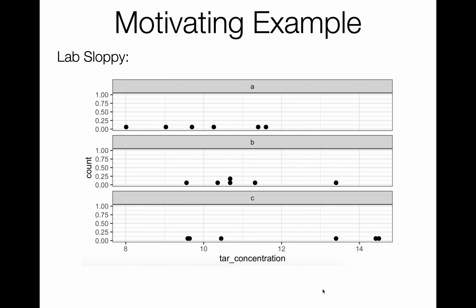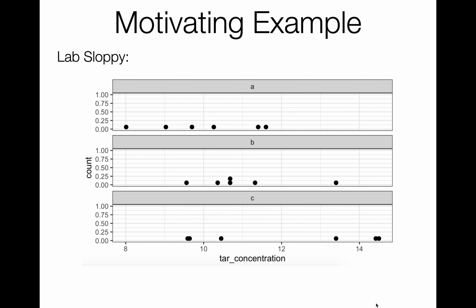Remember that between the labs, the means were the same. So if I took the means of these 6 numbers and plotted them, they would be the same for Lab Sloppy as they were for Lab Precise. But now we're looking at the whole picture in some sense. And I would ask you in class, do these plots tell the same story as the one from Lab Precise, or do they tell a different story?